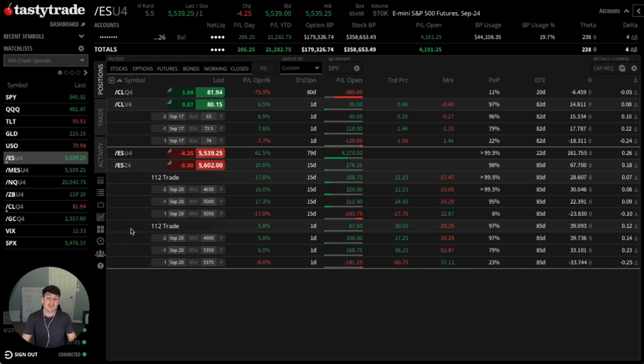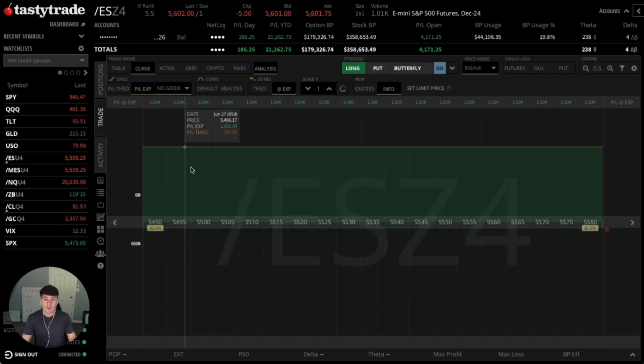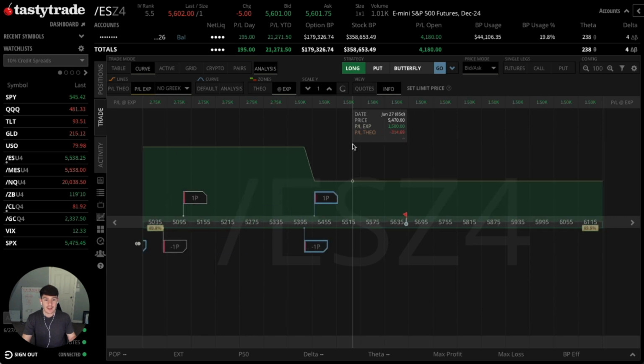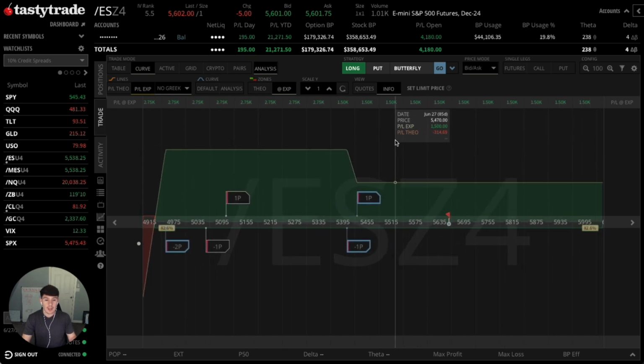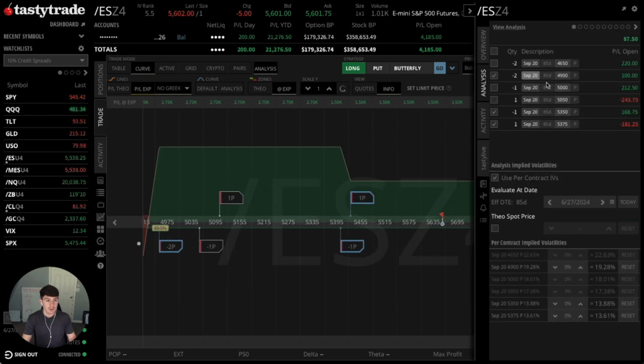First thing we need to do is understand, what does the 112 trade look like? If you don't know that, you can simply click on the group's trade and click on analyze, and then this will take you to the curve. If I zoom out on this curve, I can see the whole thing. What I'm looking at here is actually a couple of 112s. Let me actually, no, it's just that one.